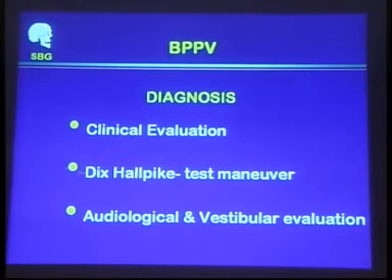And the diagnosis can be confirmed by the Dix-Hallpike test maneuver. Sometimes, if there is a doubt, then investigations are needed only to rule out other conditions, and they can be audiological investigations or vestibular evaluation.